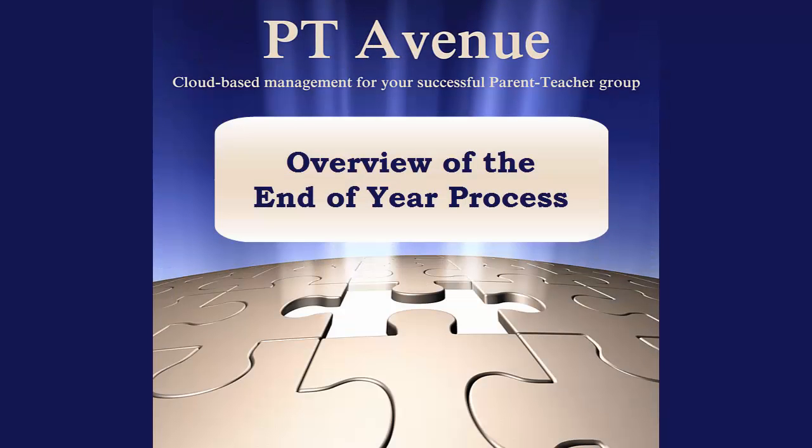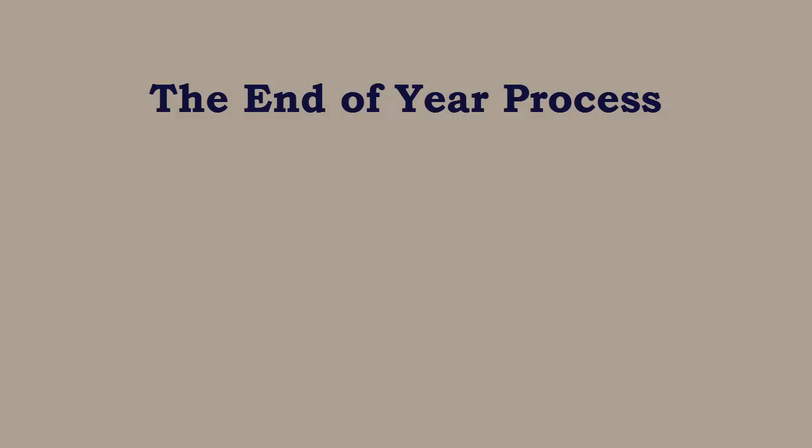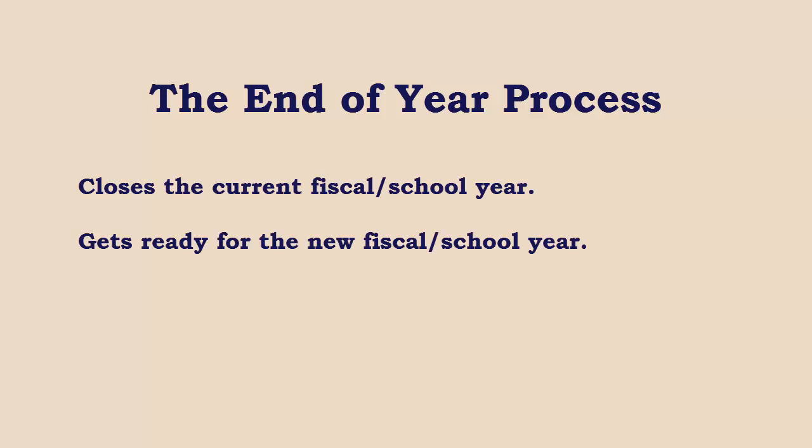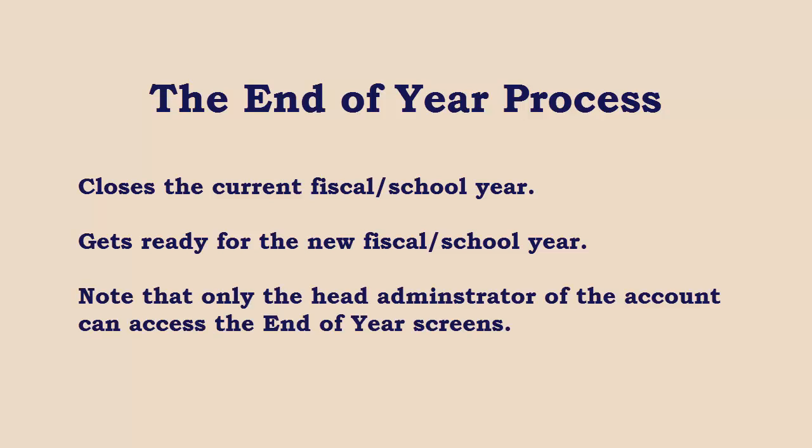This video gives you an overview of the end-of-year process. More detailed videos of particular parts of the process are also available for viewing through the video buttons on those particular step screens. The end-of-year process is a set of screens that close out the current fiscal and school year and that get the system ready for the next year.